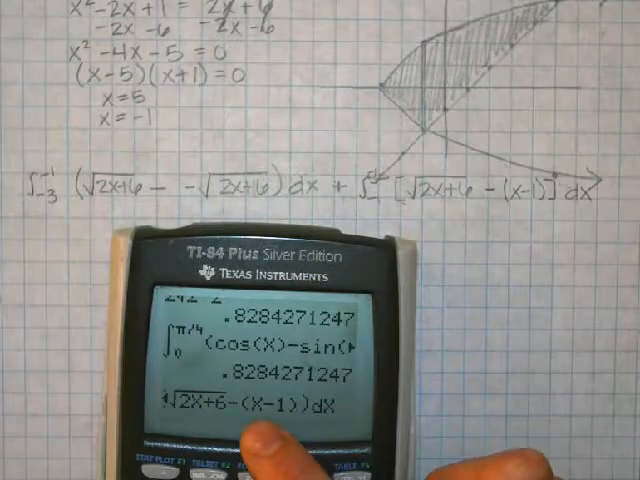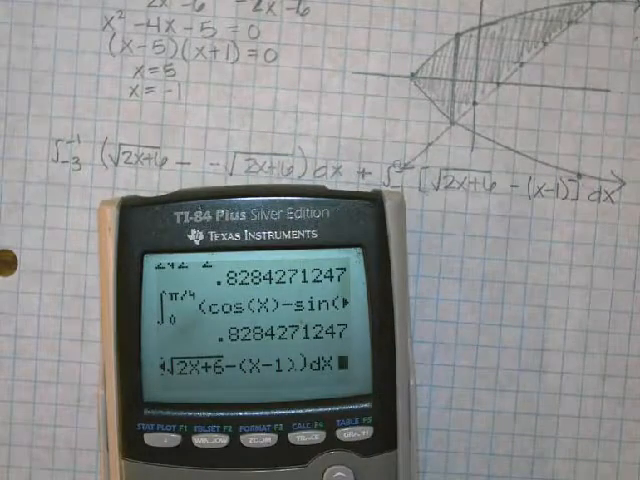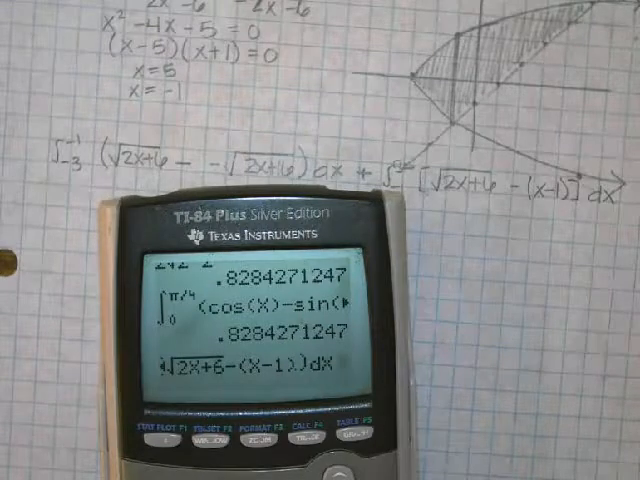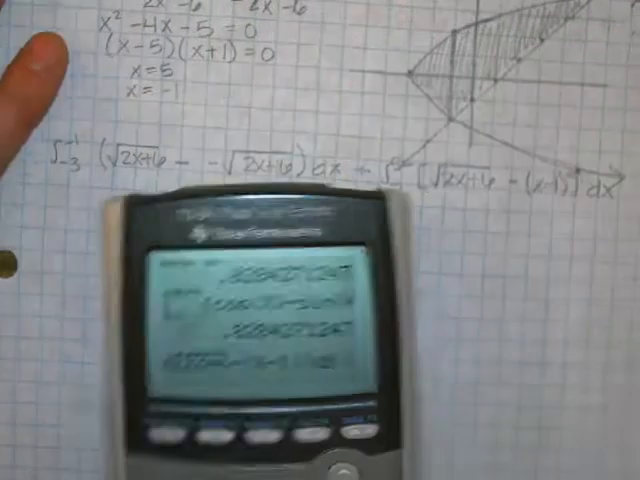And I'm being careful that when I do that minus x minus 1, I put it in parentheses, unless you want to go ahead and distribute the negative. So I'm just making sure I'm typing it in exactly the way that it looks.